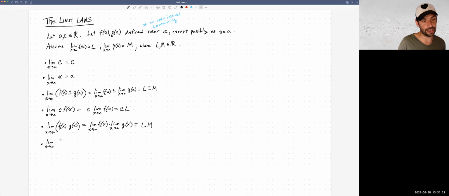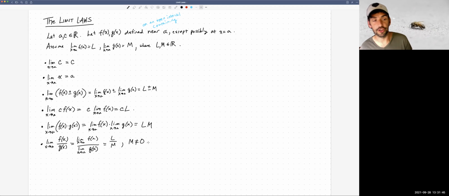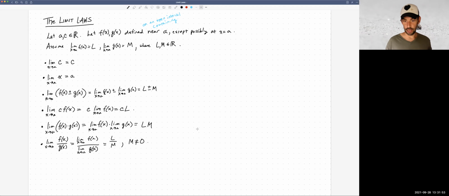Similar thing if we're dividing them. If we're taking the limit of a quotient, it's the same as the quotient of limits, provided that the limit for g is not 0. If the limit for g is 0, then we have to work through these other ways, and we're going to learn some other techniques. These laws are going to be our beginning techniques. Okay, we've got a couple more.